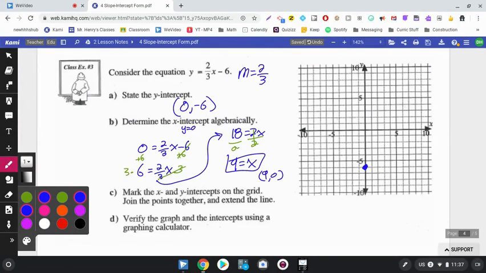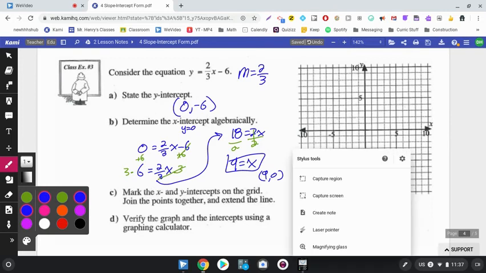One hour later. Okay, I've gone ahead and done a little bit on this question, and hopefully you've done it ahead of me, and then we'll make sure we're doing the same thing. So it says consider that equation, state the y-intercept, and that's (0, negative 6). I plotted that on there. And then it says determine the x-intercept algebraically.